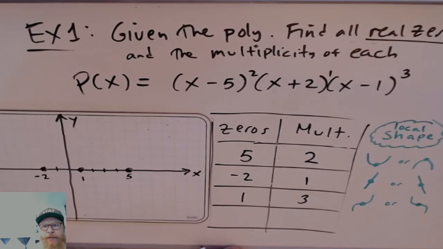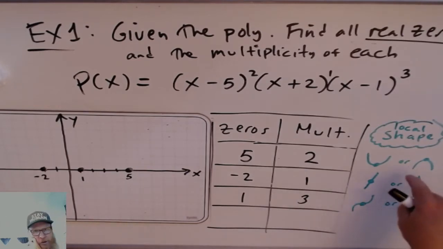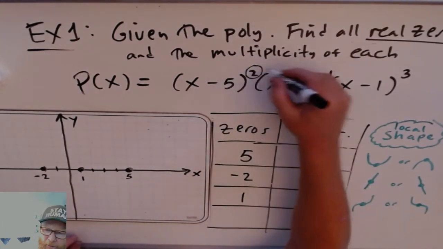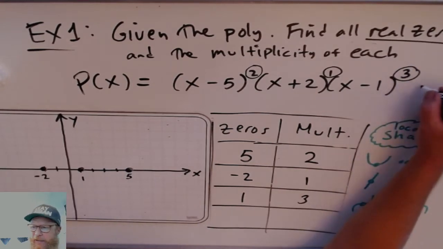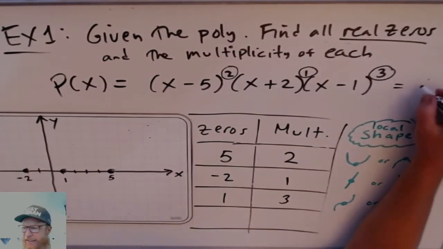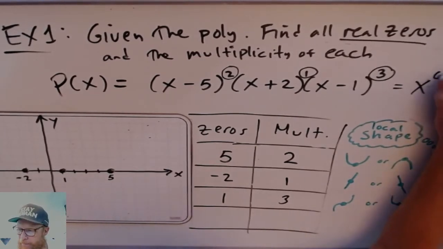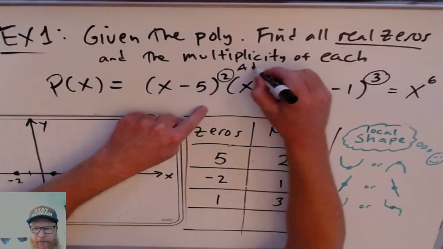Okay. Now, it's going to get a little tricky, all right? Because now we have to worry about the end behavior. Before I do the local shape, I've got to do the end behavior. So look at the power. 2, 1, 3. So the leader would be x to the 6th. That would be the leader. You would add all these powers.